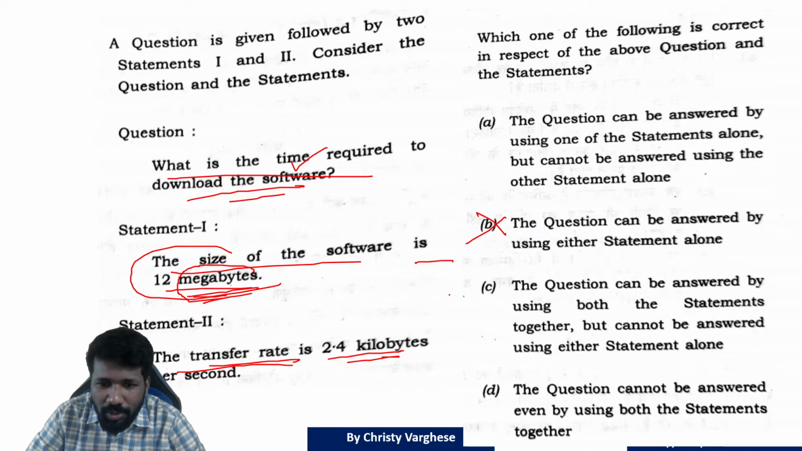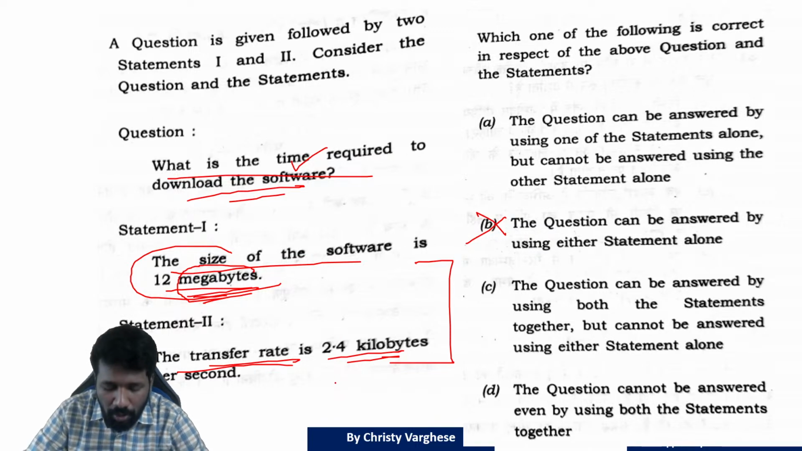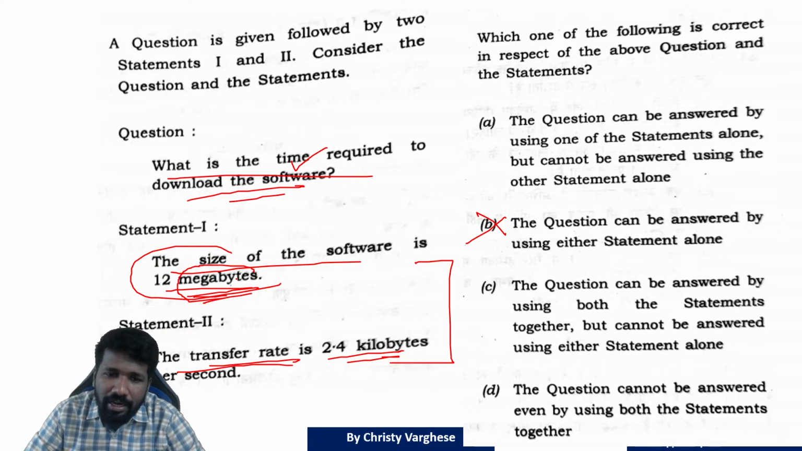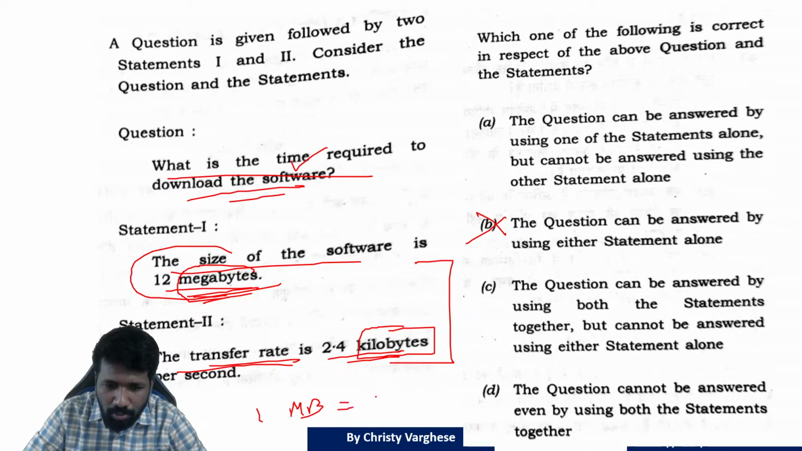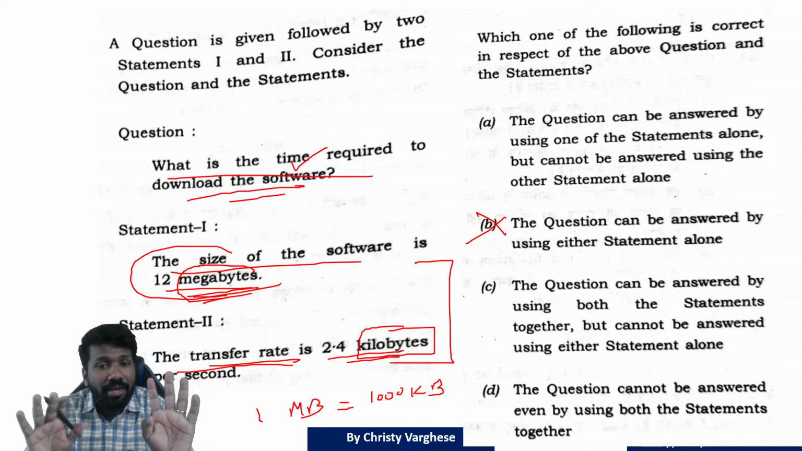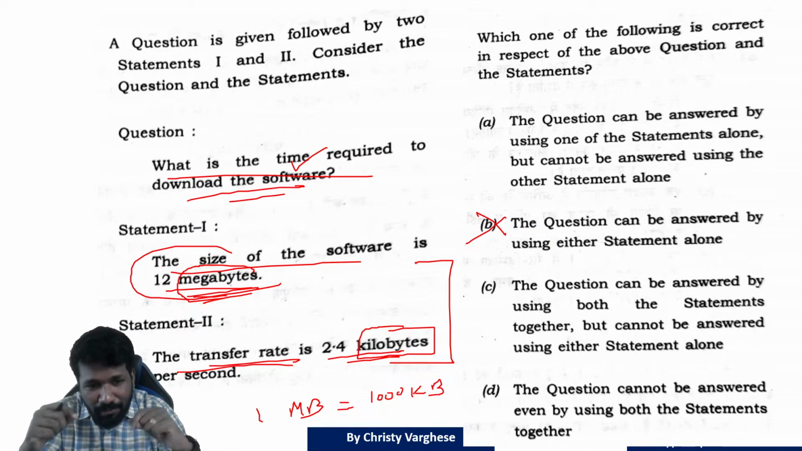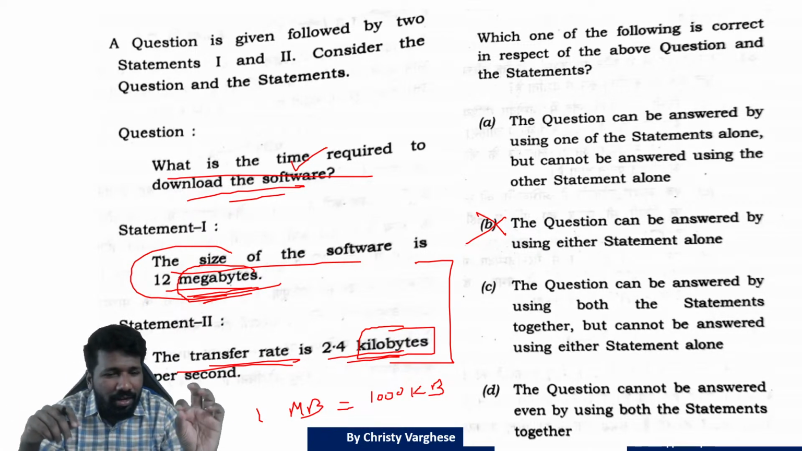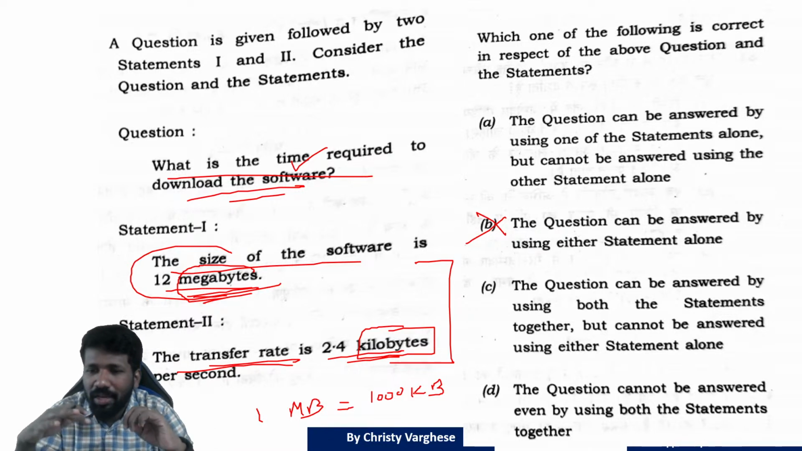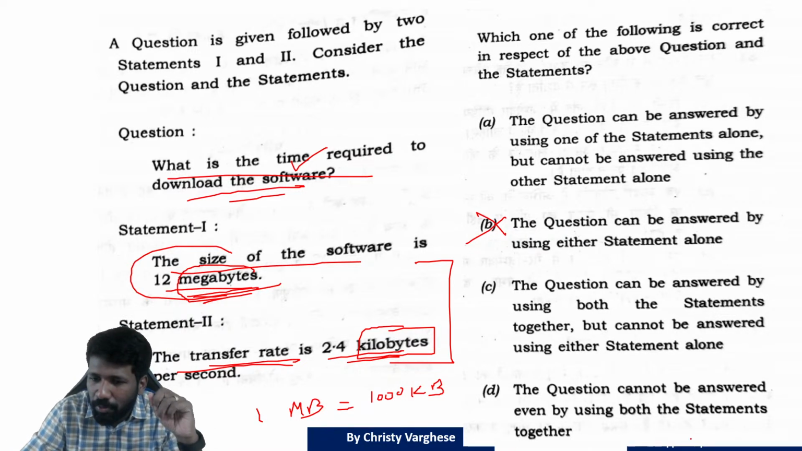So both the statements together, is it possible? Definitely possible. Because transfer rate is given as 2.4 kilobytes per second and size of software is 12 megabytes. Yeah, there actually one thing is there, the conversion: 1 megabyte is equal to 1000 kilobytes. That is needed. To find the time required, that is not the question at all. To find it, what data is needed? So here the answer, in my opinion, is that it can be answered with both statements together but cannot be answered using either statement alone.